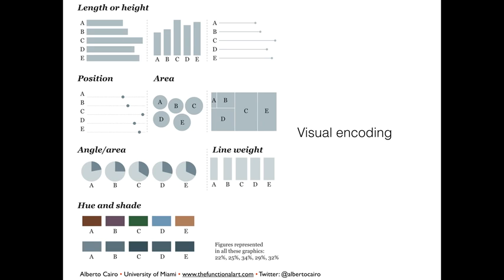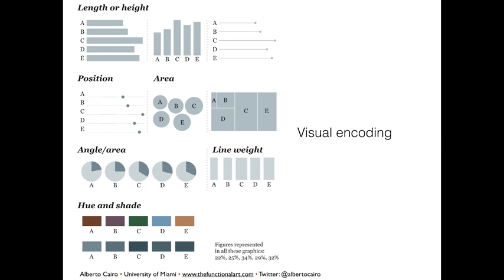But with visual encoding, the most important thing is that it relies on the data mapping being proportional. That means that whatever numbers you have in your data set, the visual representation of those numbers needs to be proportional: the lengths of those objects, the heights of those objects, or the shades of color that you use to represent those objects.